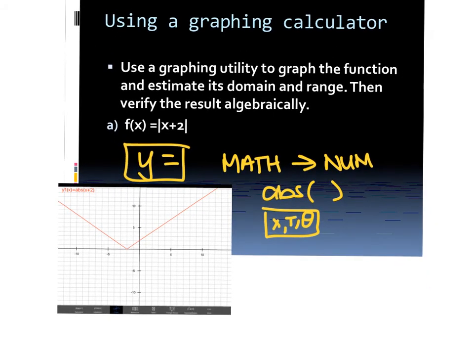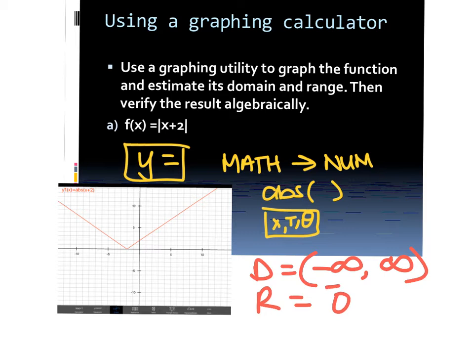Domain would be negative infinity to positive infinity. Okay? And your range, so what's the lowest point? 0. Bracket or parentheses? Bracket. And the highest point? Infinity. Because again, it would keep going up and up and up. So remember, domain, left to right, range, bottom to top.